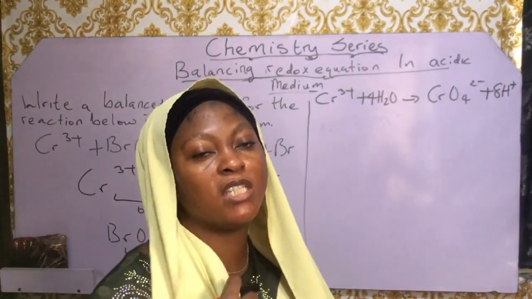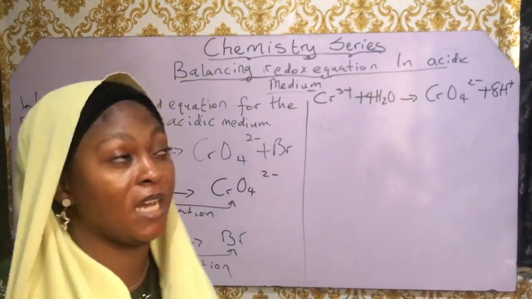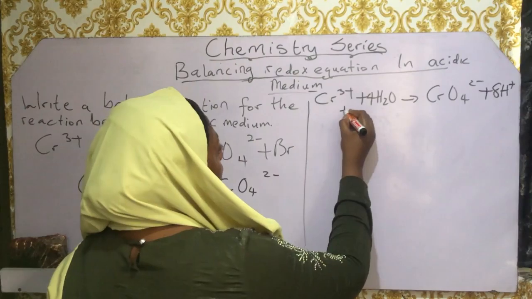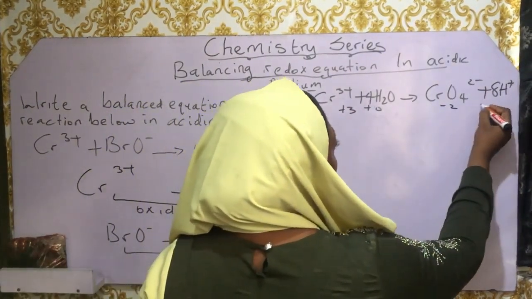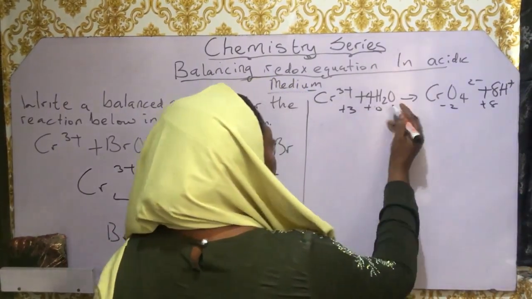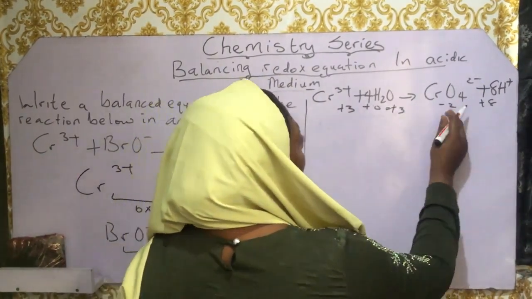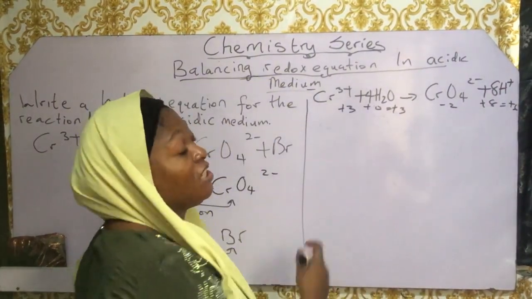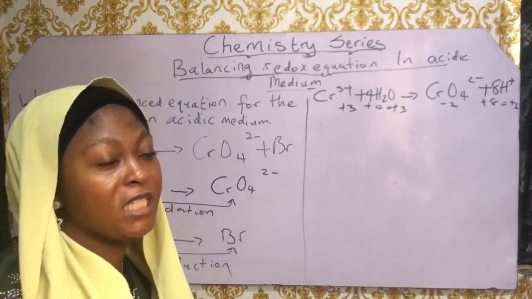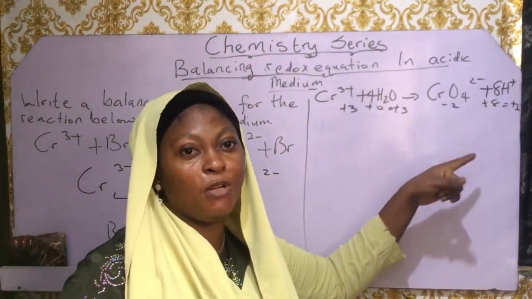Now the next thing is to check if the charges are balanced on both sides. Here we have plus 3, and here we have plus 0. Here we have negative 2 plus 8. Now plus 3 plus 0 gives you plus 3. Minus 2 plus 8 gives you positive 6. So we have to balance up the charges. And what do you do to do that? You add electrons to the side with more charge.